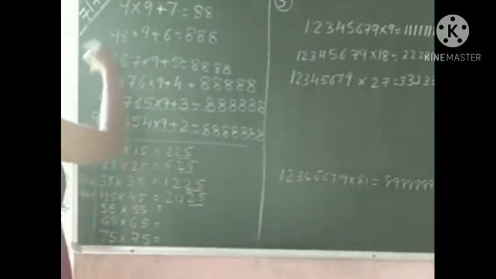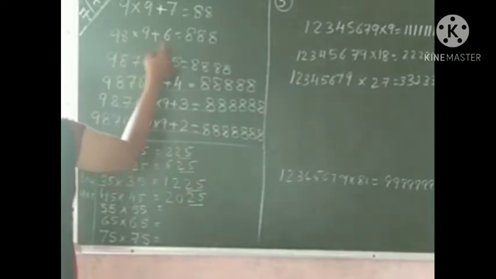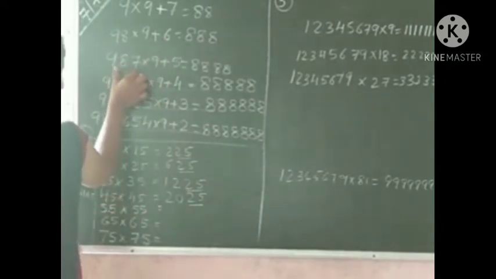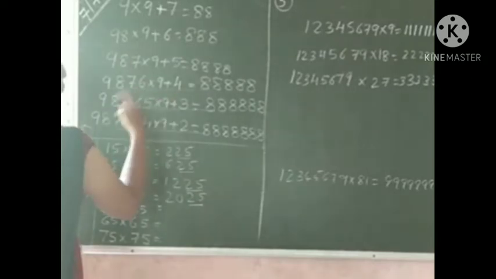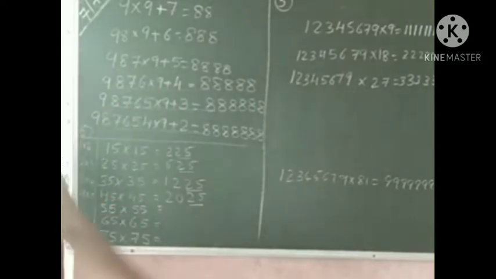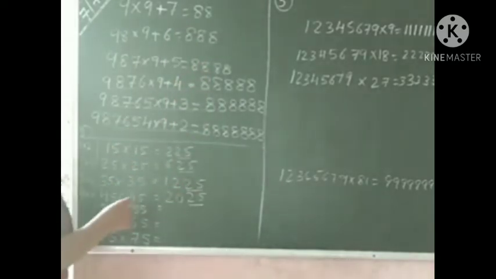Then first 9 only and 7. 90 10 6 9. Then 987 and 5. Then 9876 and 4. Like that the pattern is going, and the answer 8 is repeating, first 2 times, then 3 times, 4 times, 5 times, etc.